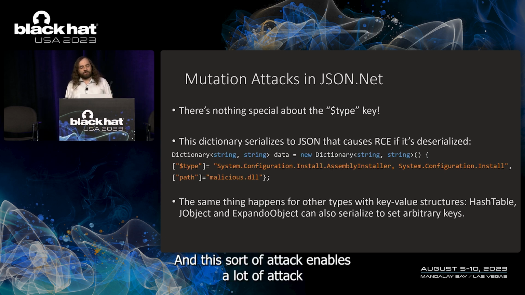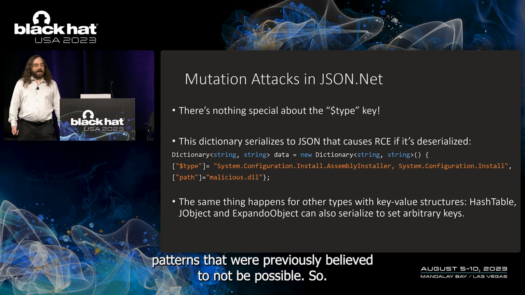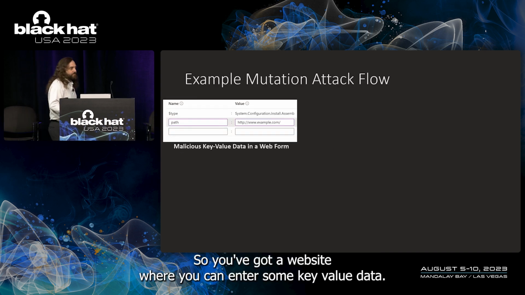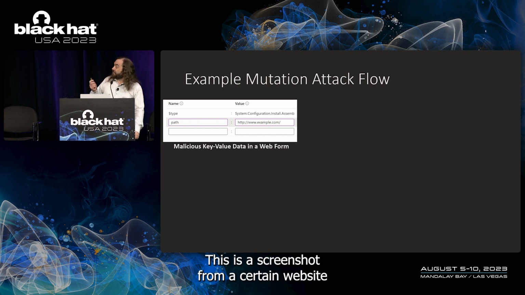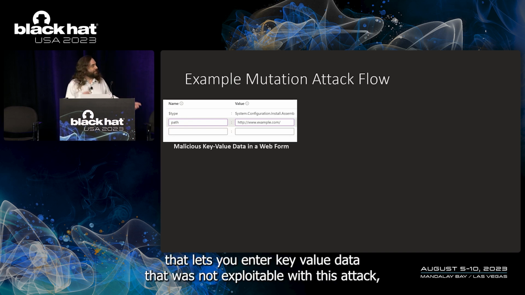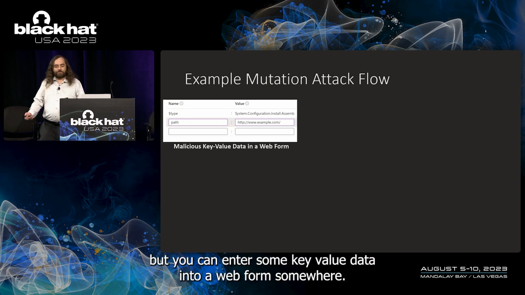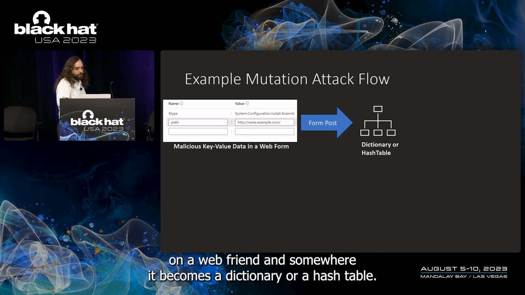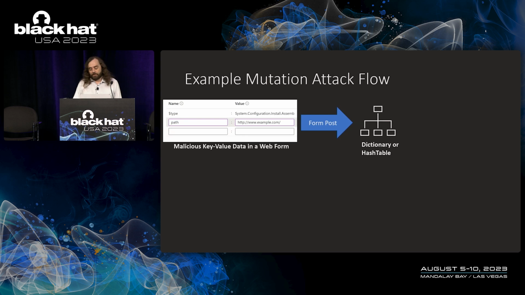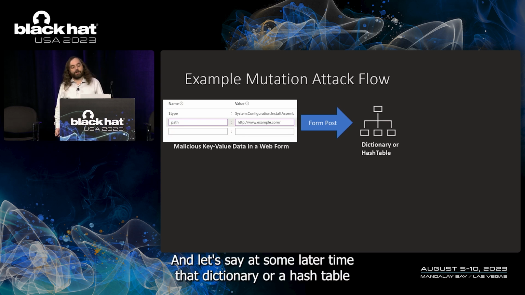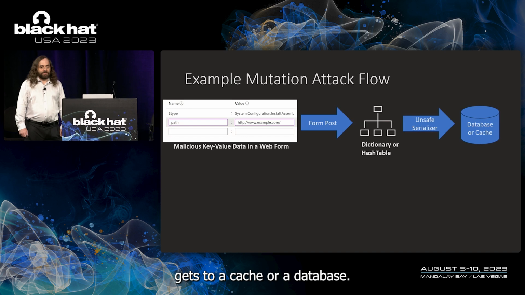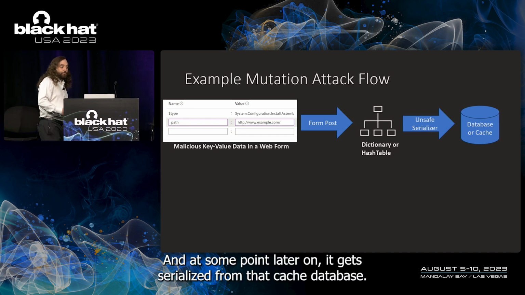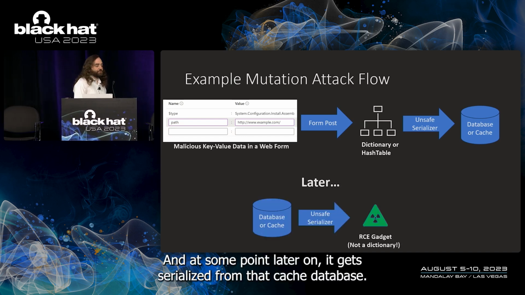And this sort of attack enables a lot of attack patterns that were previously believed to not be possible. So say you've got a website where you can enter some key value data. This is a screenshot from a certain website that lets you enter key value data that was not exploitable with this attack. But you can enter some key value data into a web form somewhere. You do a form post on a web front end somewhere, it becomes a dictionary or a hash table. And let's say at some later time, that dictionary or hash table gets serialized to a cache or a database. And at some point later on, it gets deserialized from that cache or database.